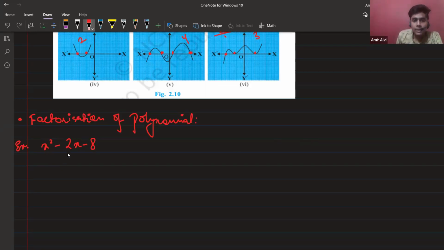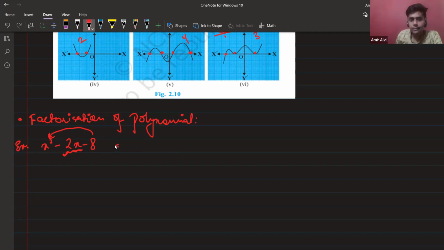That's the thing. Basically, we have to split this term so that if we add them, we get minus of 2x, and if we multiply them, we get minus of 8x square. Yes or no? Yes, sir. That's great.